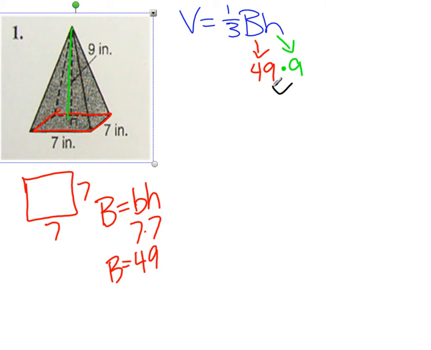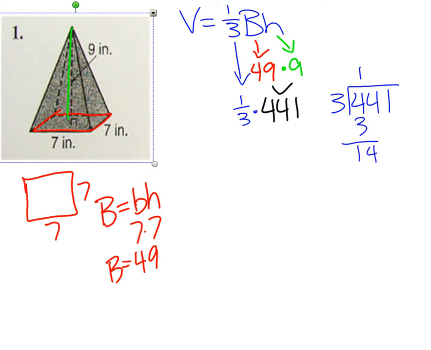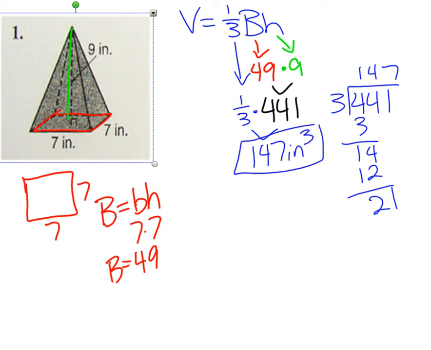49 times 9 is 441. We then need a third of that, so we say 441 divided by 3, which is 147 inches cubed. So the answer is 147 inches cubed.